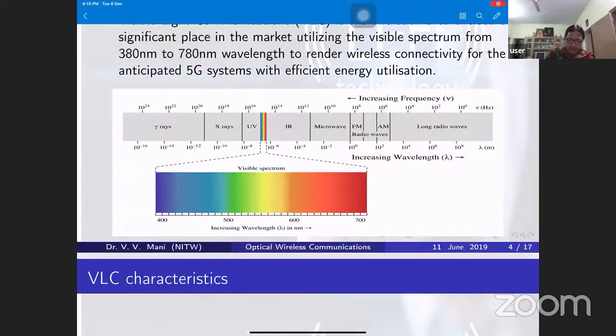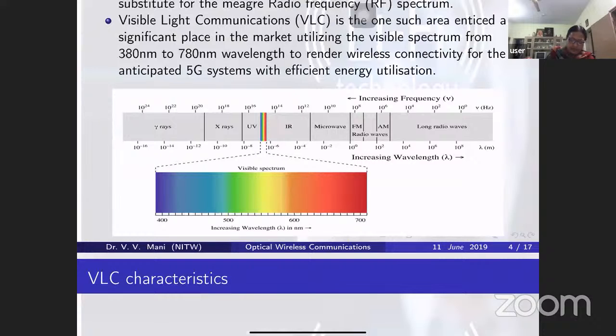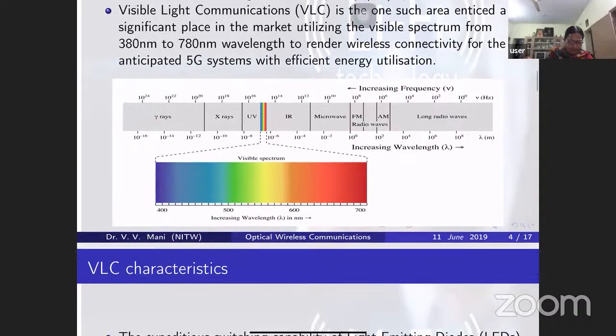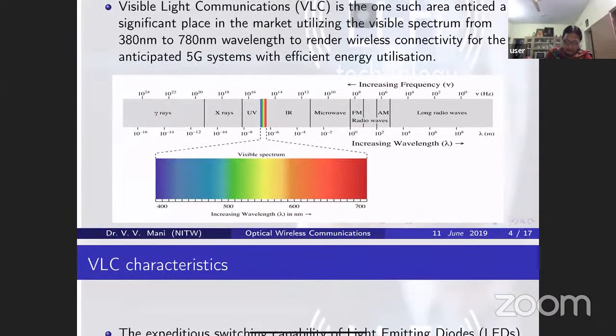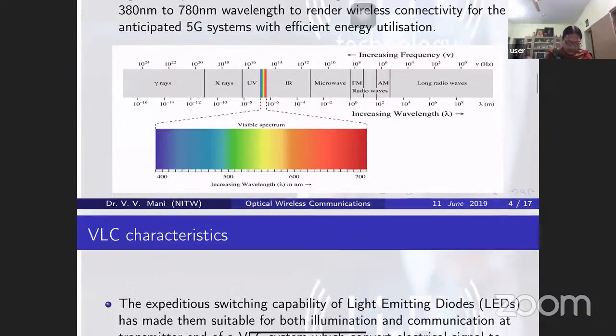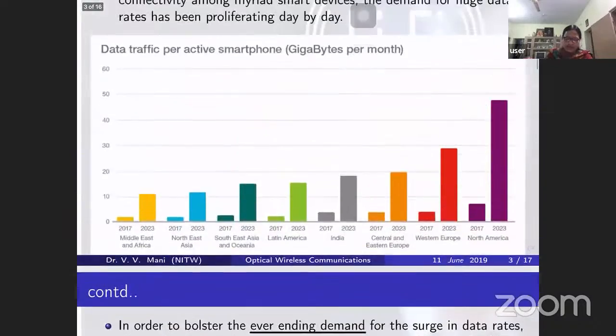Then the next band is ultraviolet. Already we are using it for some health applications, X-rays, gamma rays, like that, right? So many rays are available, so everywhere the application exists. But in the visible spectrum, there is no application available. This visible spectrum works in the 400 nanometers to 780 nanometers wavelength band, that means in the terahertz band. So this band we can use for communication purposes.